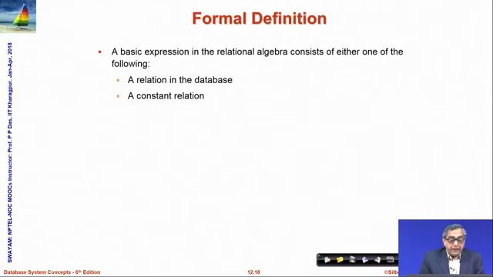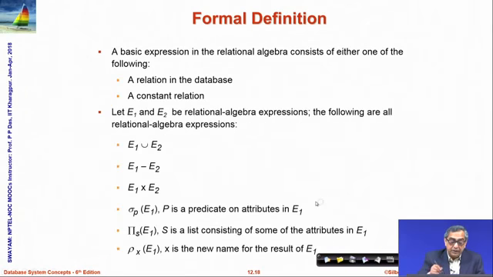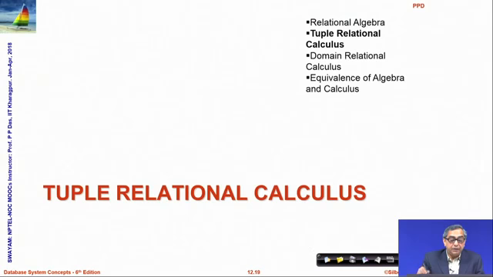Formally speaking, a basic expression in relational algebra consists either of a relation in the database, which is an instance, or a constant relation which does not change, which is given. Then we have 6 operations of union, set difference, cross product, selection, projection and renaming that can give us all sorts of different relational algebra formulas, and also the derived operations. Whatever we have seen of SQL can be expressed in terms of these relational algebra formulas. Now, relational algebra is not something totally unique.